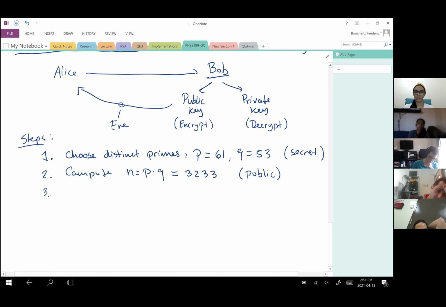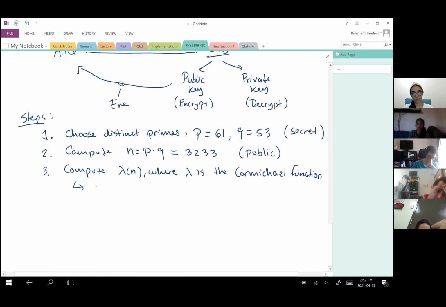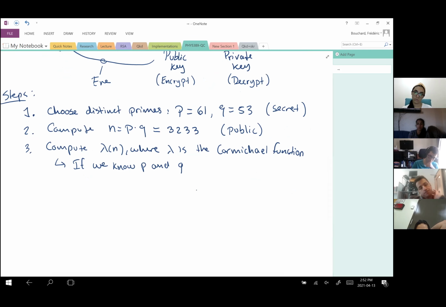So third step, you compute a function lambda of n, where lambda is the Carmichael function. So this is something in number theory. Carmichael function. You can look it up. But the point is, if you know P and Q, it is really easy to calculate lambda. But if you don't, then lambda is really hard to calculate. Easy to compute.